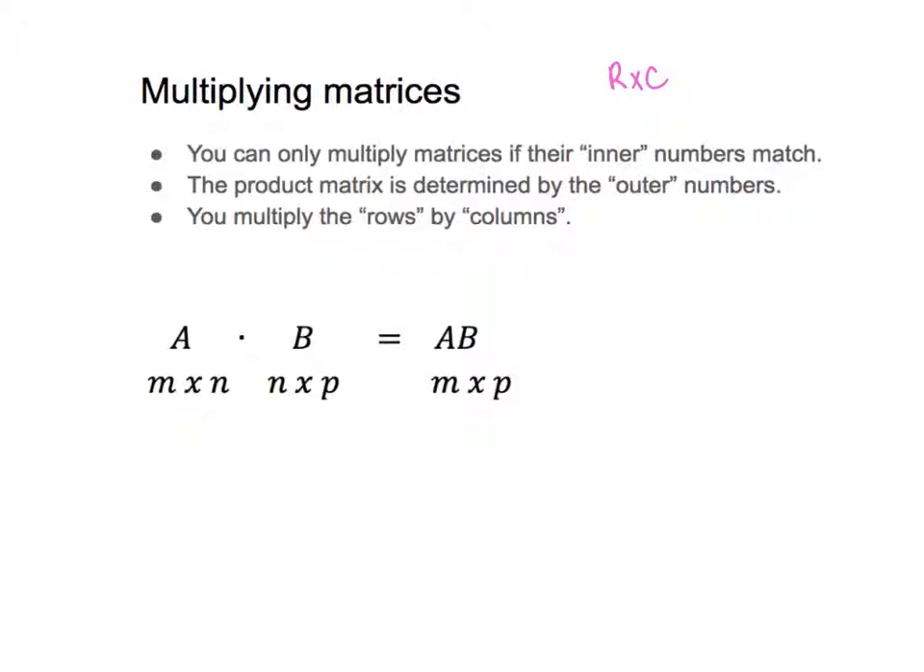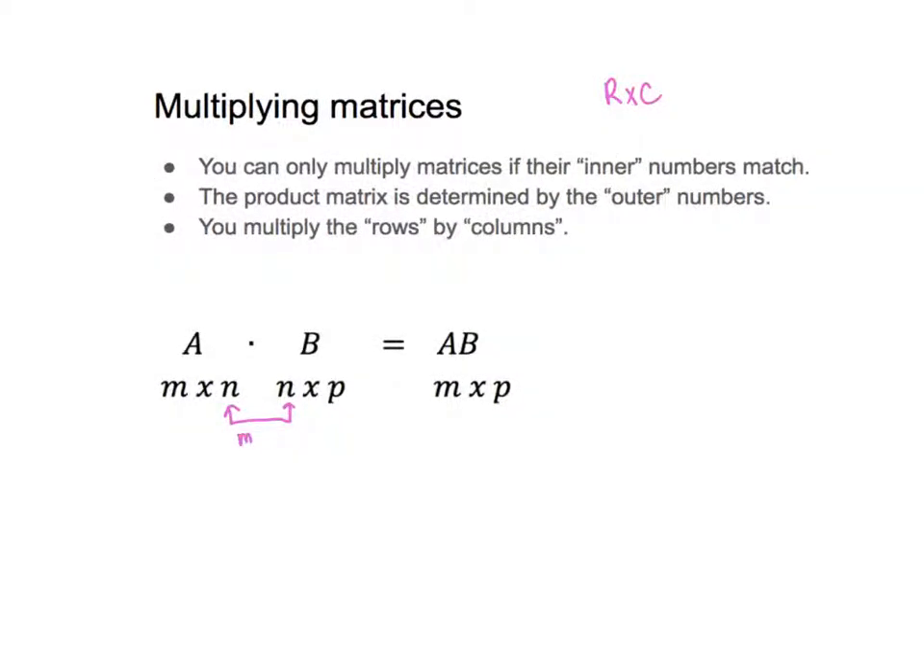So here's the thing. You can only multiply matrices if their inner numbers match. What that means is you take a look at their dimensions. So this is their inner dimensions, the inside dimensions. The inside dimensions have to be the same number, so they must match. If they do, that means you have permission to multiply the matrices. If they don't match, then you can't multiply the matrices and it's undefined.